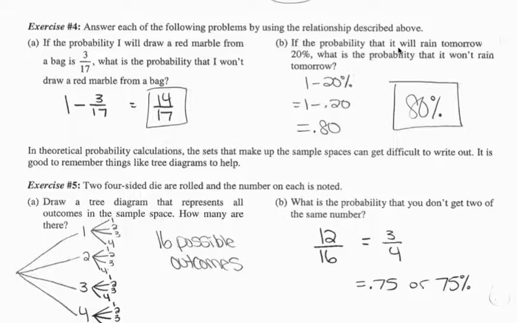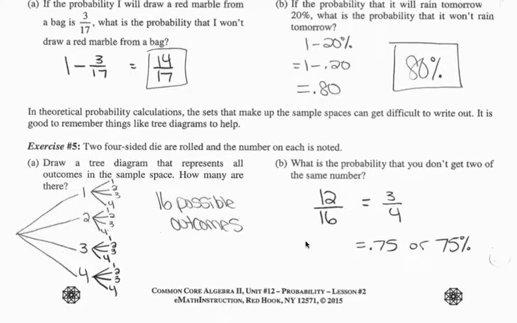If the probability that it will rain tomorrow is 20%, what is the probability that it won't rain tomorrow? Well, what we need to do is start with 1, and we need to subtract 20%. 20%, of course, as a decimal is 0.20. So when we subtract from 1, we get 0.80, which is 80%. So there's an 80% chance that it won't rain tomorrow.